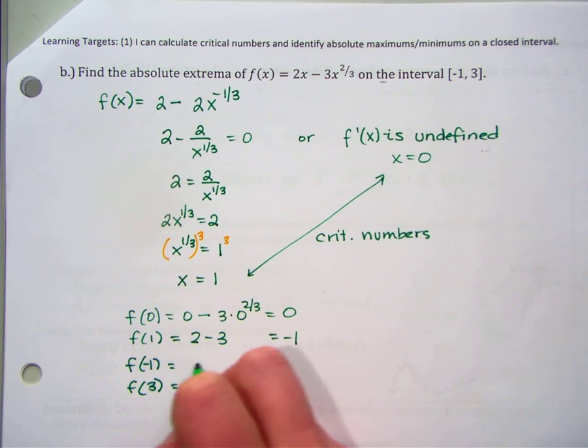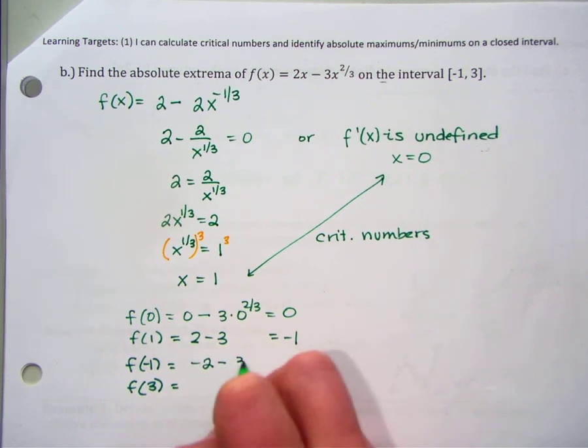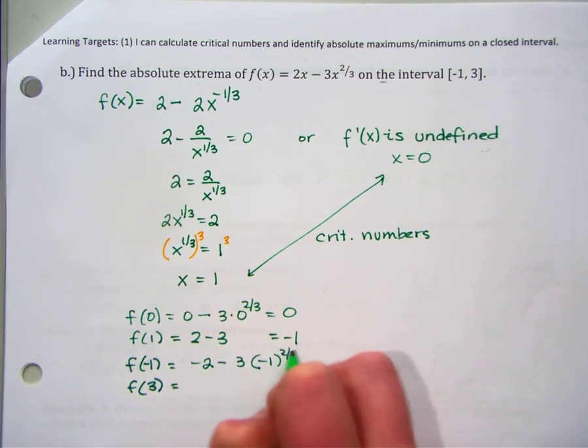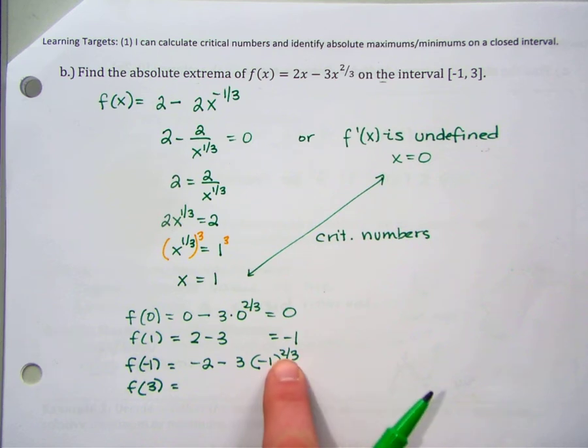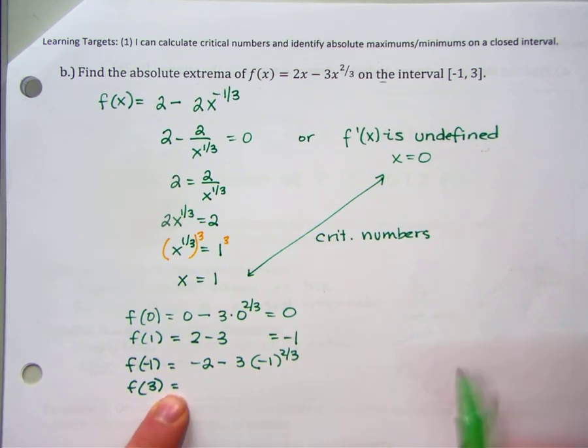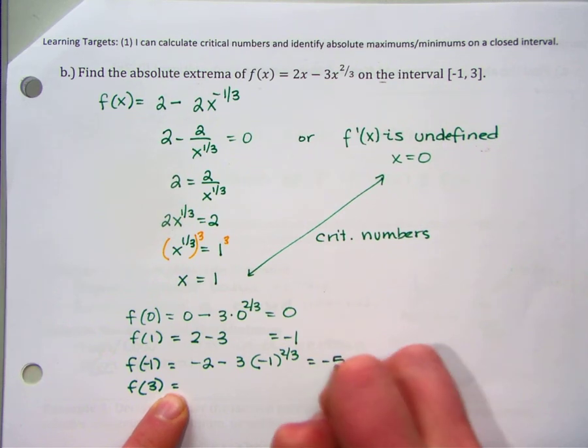If you do that, you'll get what? Negative 2 minus 3 times negative 1 to the 2/3. If you square the negative 1, you'll get a positive 1. The cube root of 1 is 1. So minus 2 minus 3 makes minus 5.